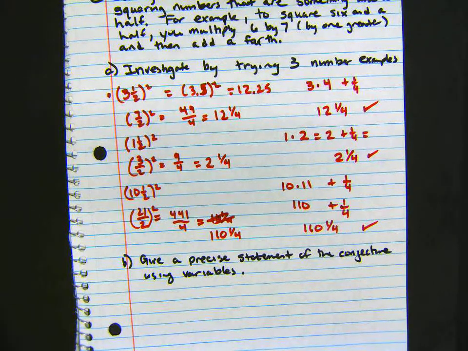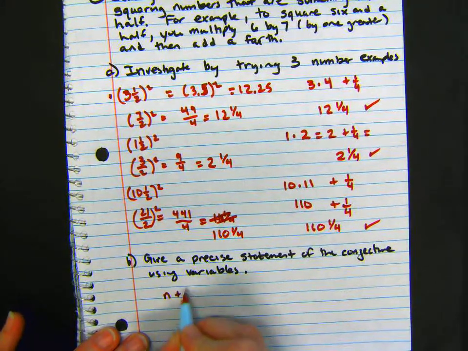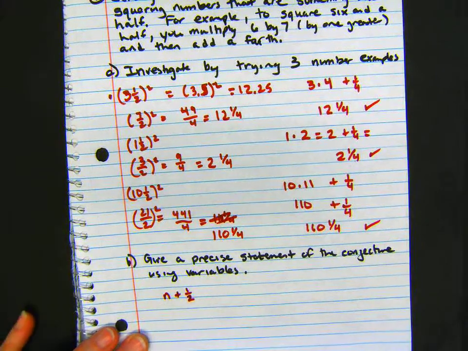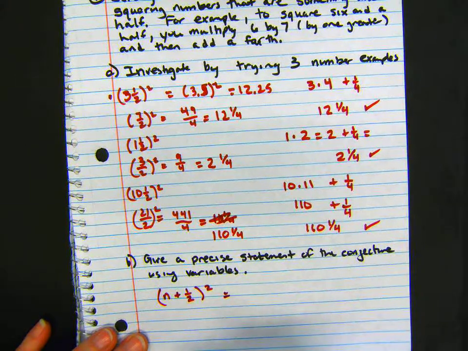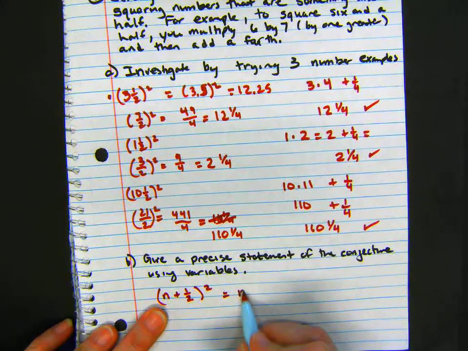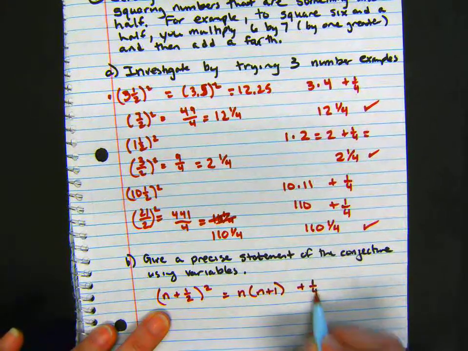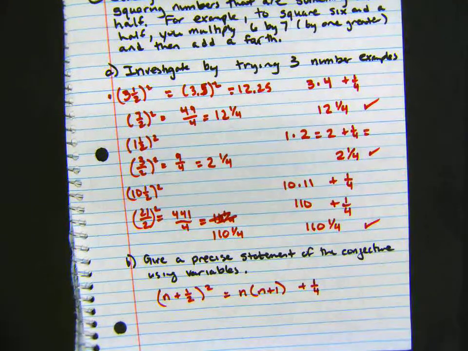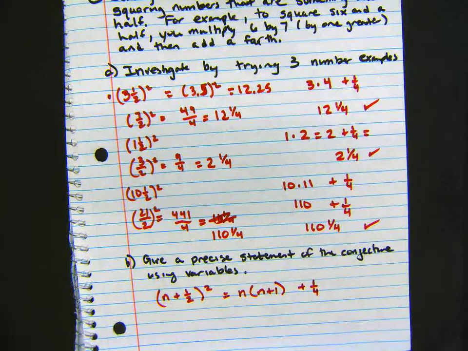So first, what we're wanting to do is we have a certain number and a half. So if I let the original number be n plus 1/2, that's a certain number and a half. And I want to square that. What it's going to be equal to is that number, n, times the next bigger number, n plus 1, and then add a fourth. And so that would be a variable statement of the conjecture. Students might have a lot of difficulty with that, and so guide as much as you need on that.